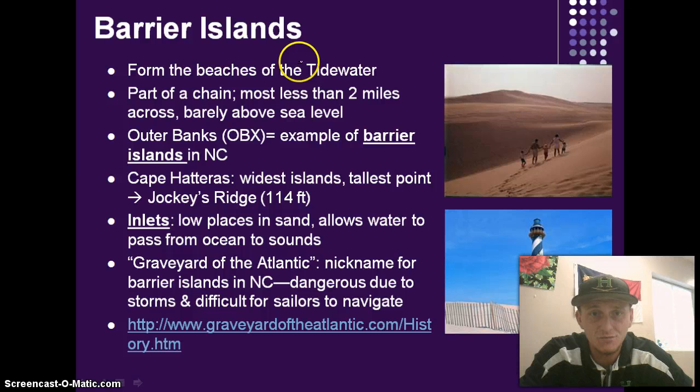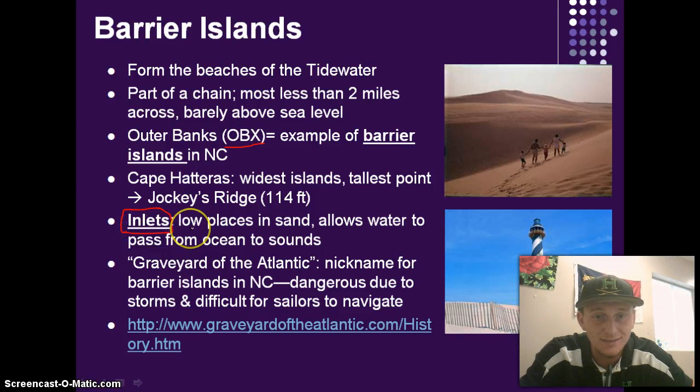Okay, our coastline is unique. Other states do not have this effect. Okay, barrier islands. They form the beaches of the Tidewater, part of a chain less than 2 miles across, barely above sea level. That is the definition for elevation, height above sea level. Outer Banks is the example of our barrier islands along our coastline. Our widest island is Cape Hatteras, and the tallest point or our tallest elevation on our coastline is Jockey's Ridge.